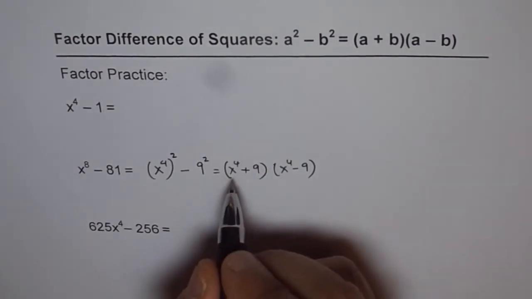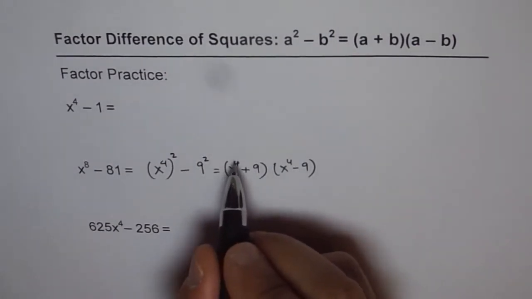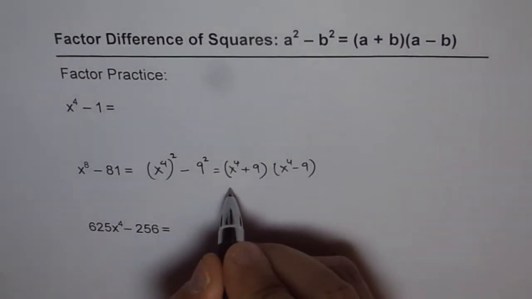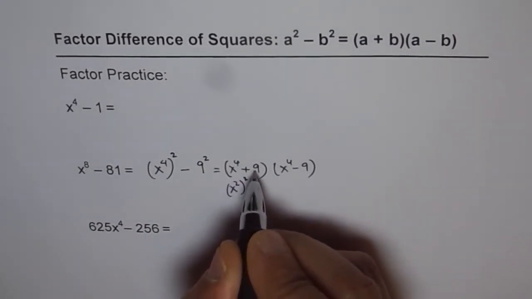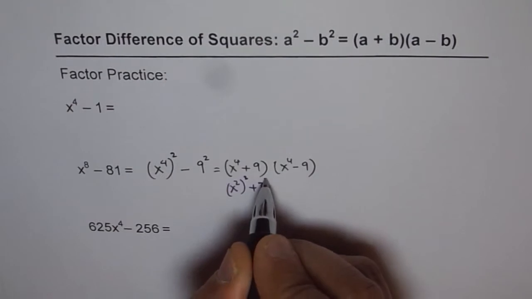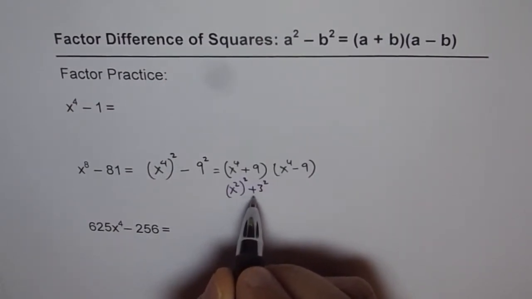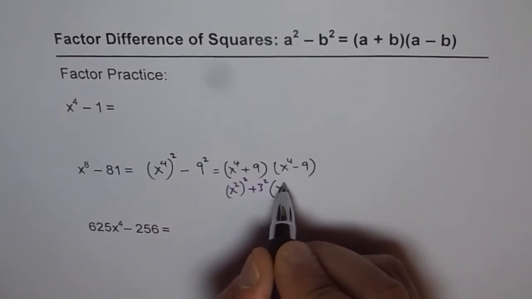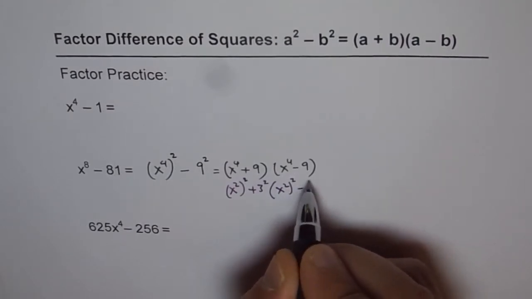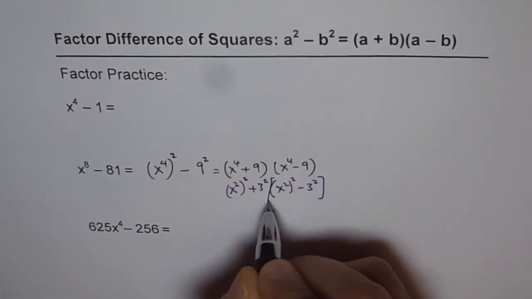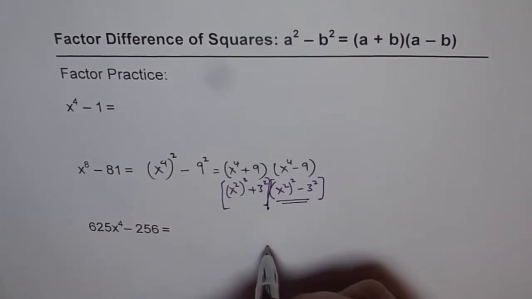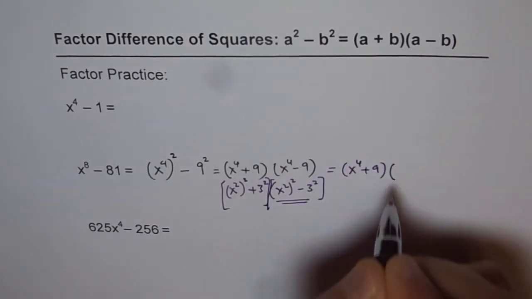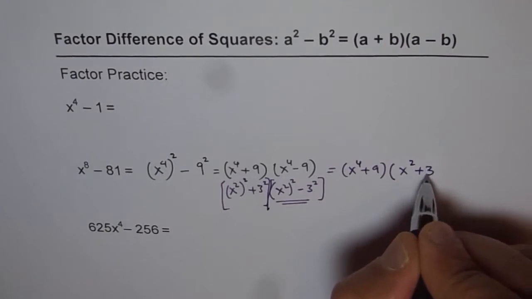Now you can see that x to the power of 4 is actually x square whole square, correct? Let me show you. x to the power of 4 can be written as x square whole square, and 9 can be written as 3 square. Well, this is plus, so we cannot factor this one, but we can factor the other one, which is a difference, where we have x square whole square minus 3 square. This factor, which is the second one, can be factored further.